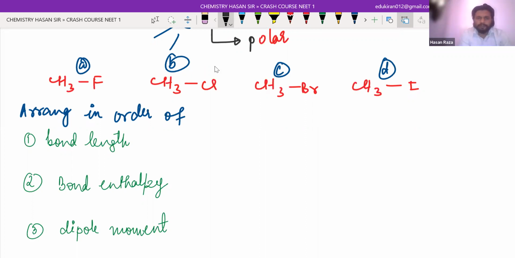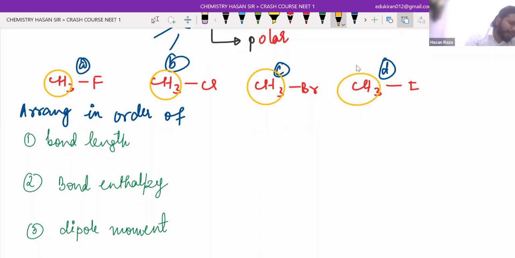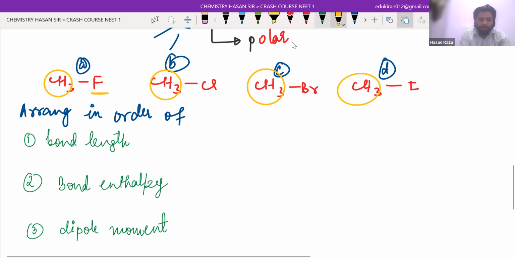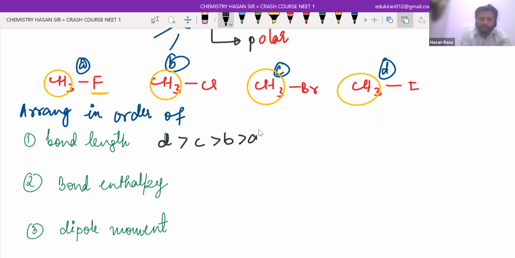Okay, let's see. One thing is common in all this, that is CH3. So we are not going to take CH3. Only the difference is they have fluorine, chlorine, bromine, iodine. And as you know, with increase in size, bond length also increases. That means fluorine is the smallest in size. That's why its bond length will be the smallest one. And hence D will be the largest one. Then comes your C, then comes your B, then comes your A.